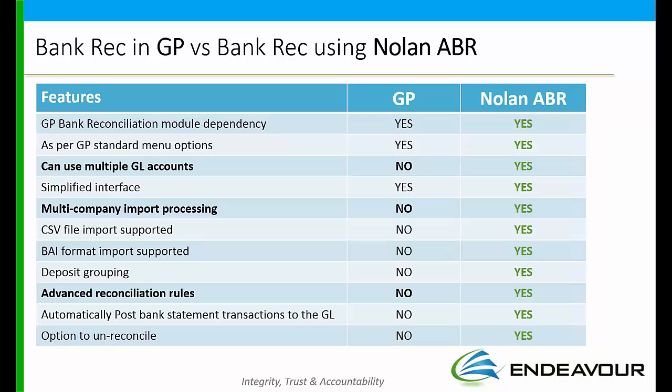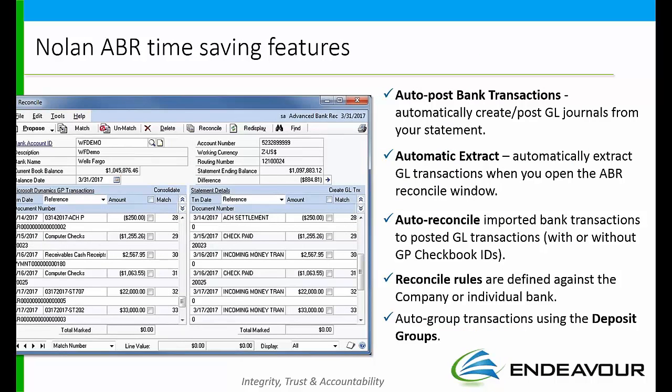Most people think that the main difference is that you can use multiple GL accounts. In GP, you cannot do that, so you can link many GL cash accounts to one bank account. Also, you can use a CSV file, a comma-separated file. You have advanced reconciliation rules, and you can do deposit grouping.